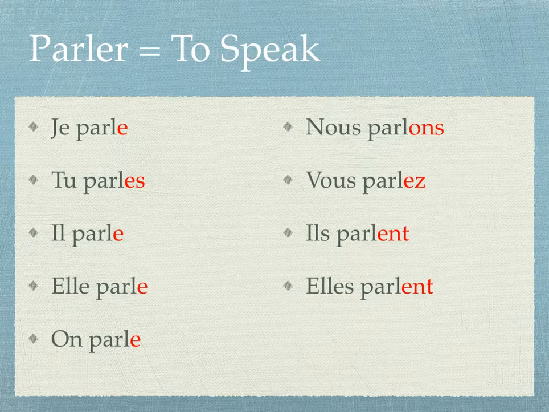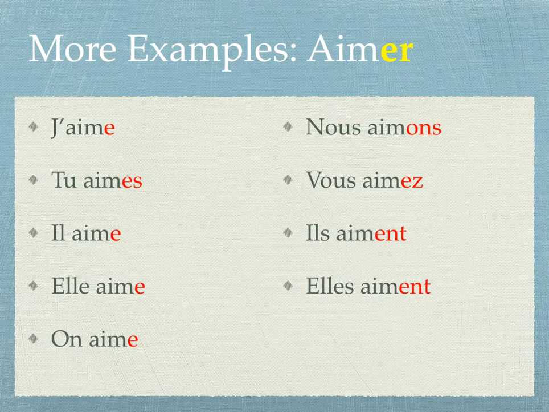Let's look at another example. Aimer, to like or to love. Remember that anytime we have an infinitive that begins with a vowel, we're going to contract it with je. So it's not je aime, it's j'aime. We drop off our ER to find our stem, AIM. That's the beginning of every single one of our verbs. And then we add the same endings, E, ES, E, ONS, EZ, ENT.